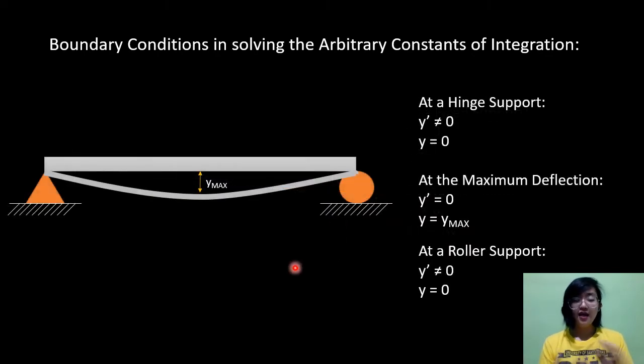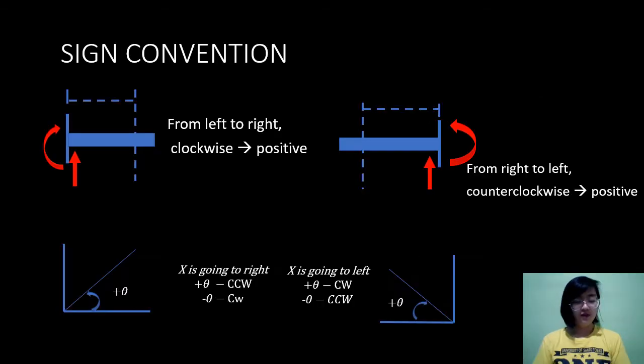Next is at a hinge support. At the hinge support, y prime should not be equal to 0 and y is equal to 0. At the maximum deflection, at the middle, y prime is equal to 0 and y is equal to y max. At a roller support, it is the same as the hinge support: y prime is not equal to 0 and y is equal to 0.